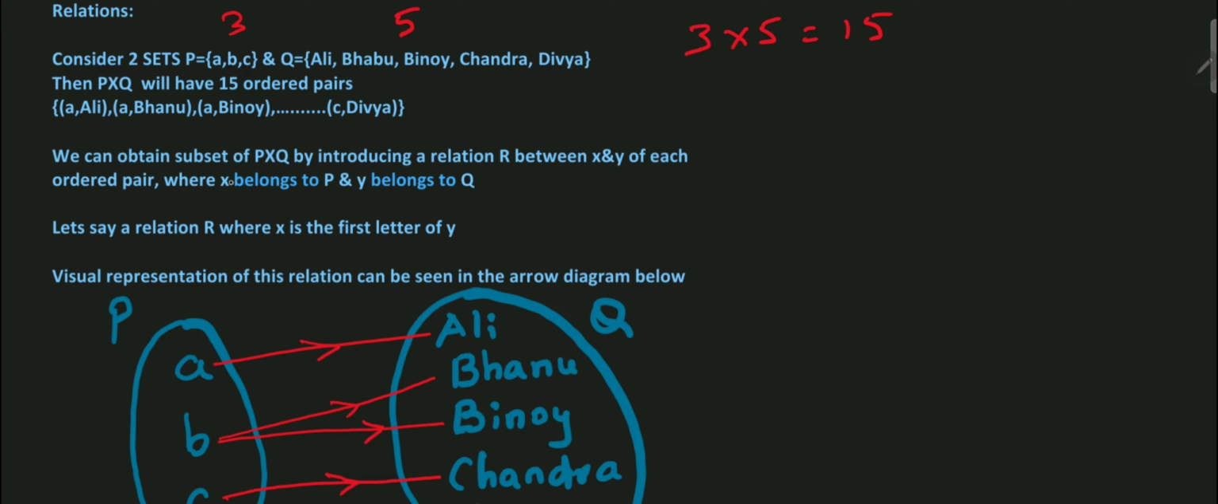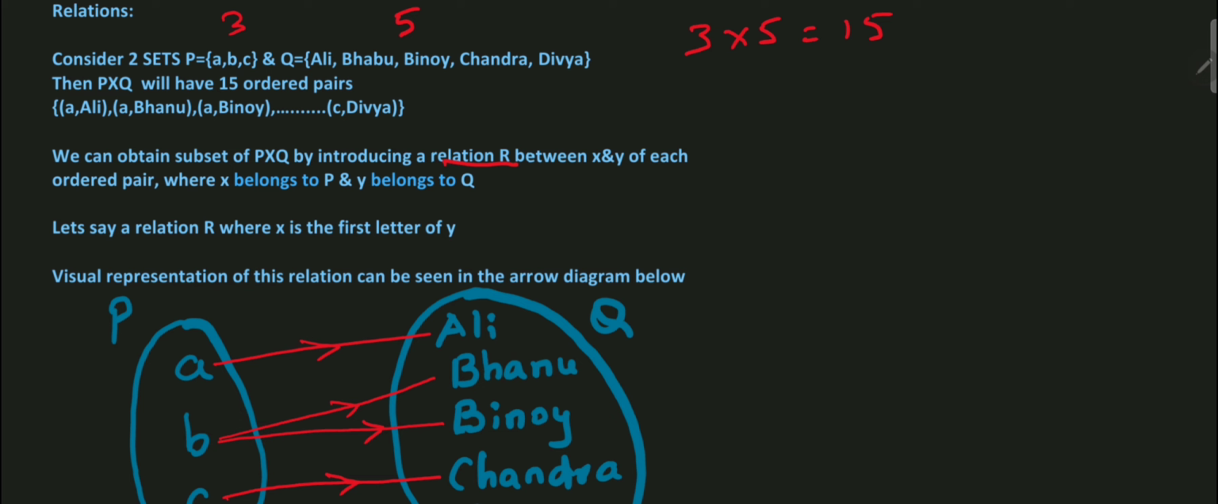We can obtain a subset of P into Q by introducing a relation R between X and Y of each ordered pair, where X belongs to P. X is simply whatever A, B, C has, and Y is Ali, Banu, Bijay, Chandra, Divya. Let's say a relation where X is the first letter of Y.